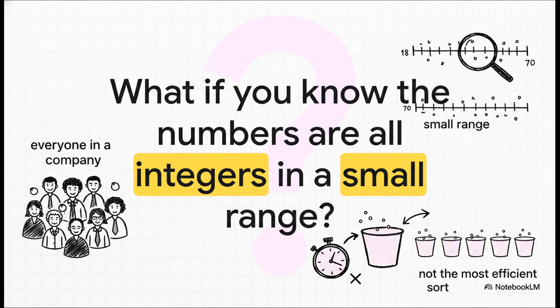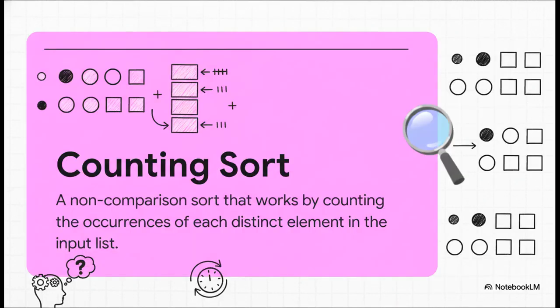Something like, okay, what if you're sorting the ages of everyone in a company? You know for a fact that all the numbers are going to be between, say, 18 and 70. This is a huge hint that a normal comparison-based sort might not be the smartest choice. This is your chance to bring up something special, a non-comparison algorithm like counting sort.